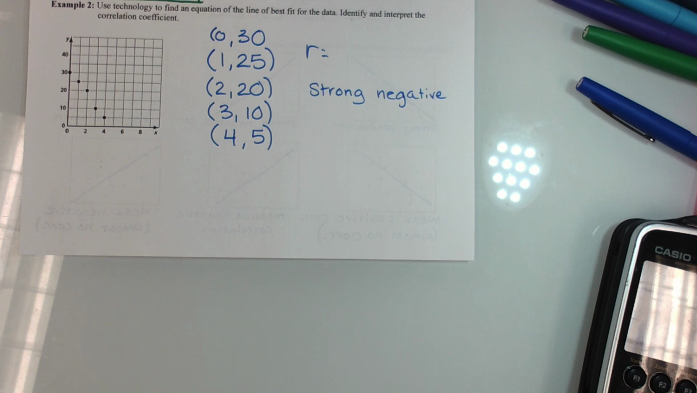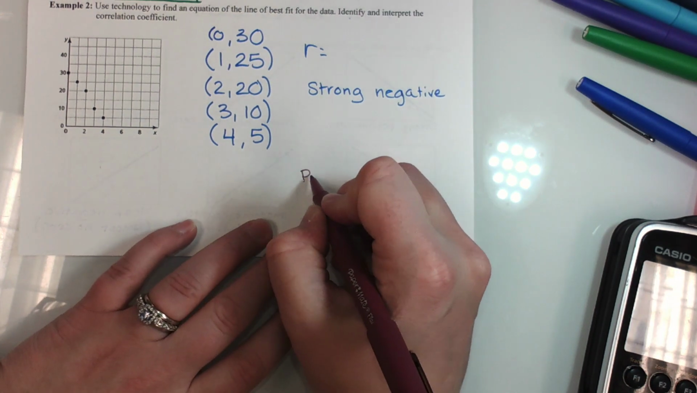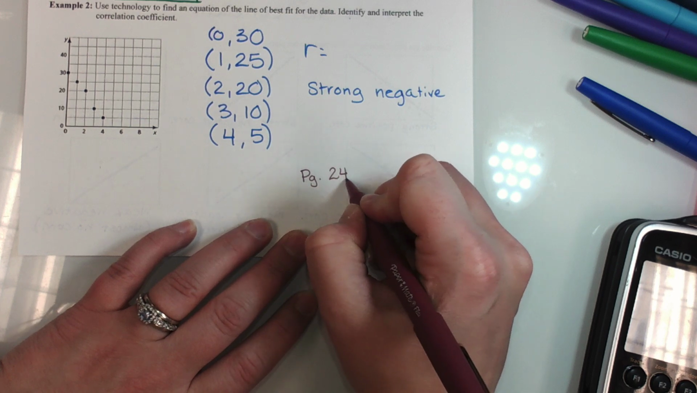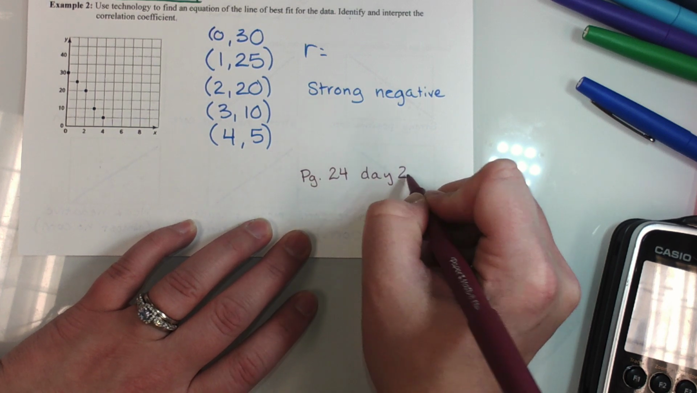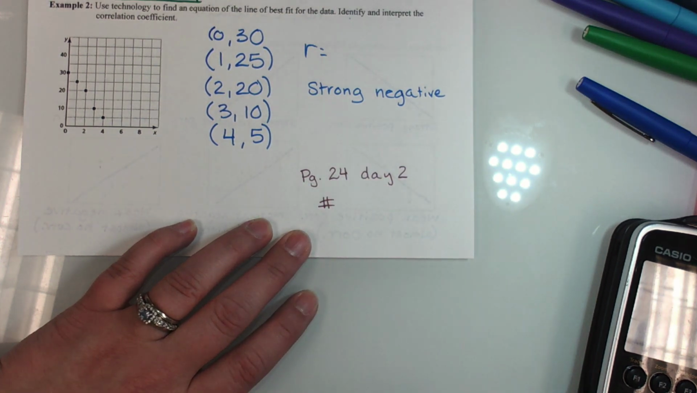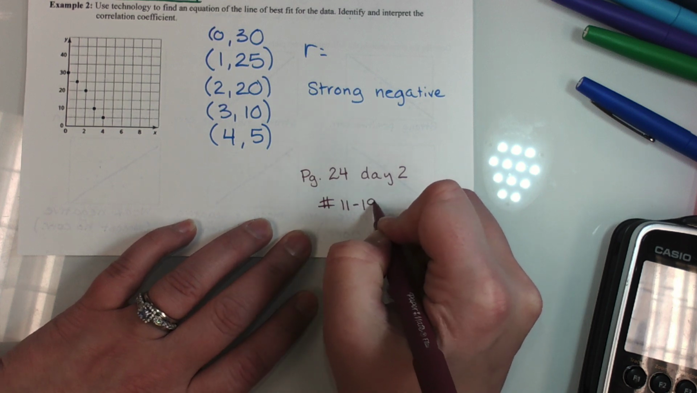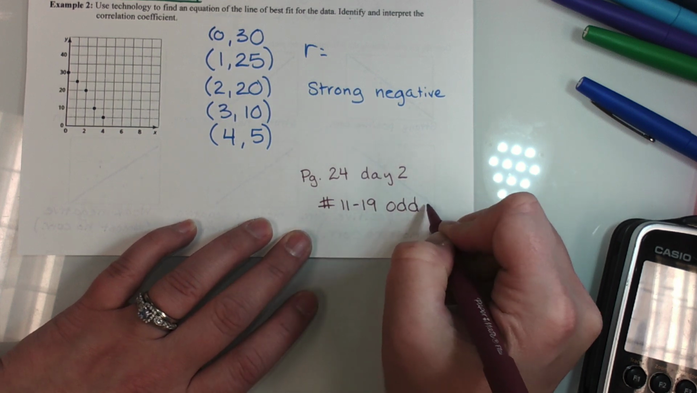Okay, I'm going to stop right there. We're going to move on to homework, on page 24, day 2, and it is numbers 11 through 19, but only the odd problems.